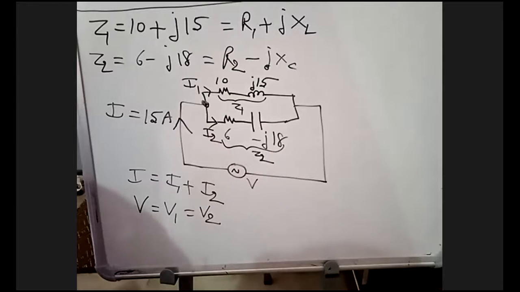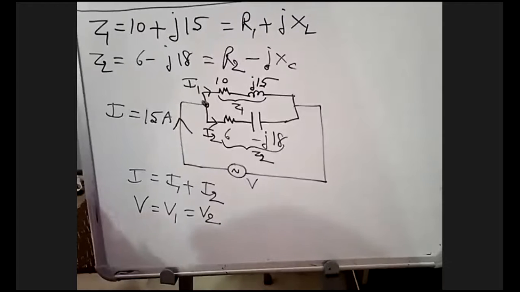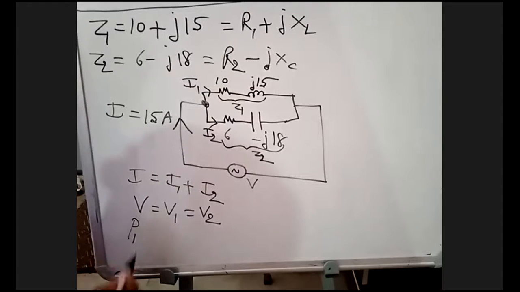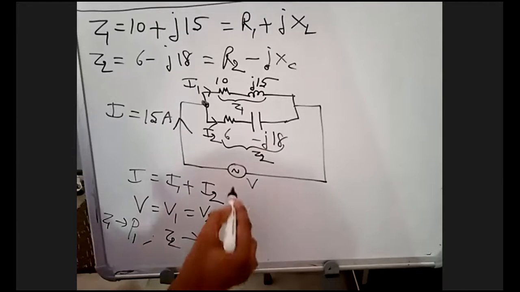What is asked in the problem to determine? Power taken by each branch. Let us take power in Z1 as P1, and power in Z2 as P2. We have to calculate P1 and P2.